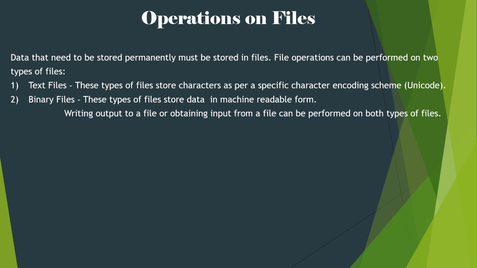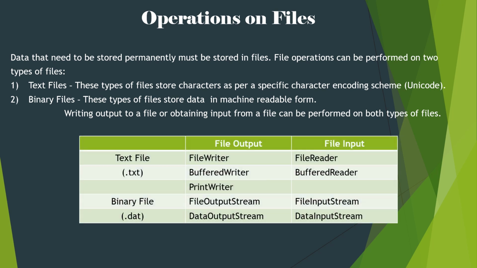But a binary file stores information in machine readable form. That means the form which we cannot directly read, but a machine can read it, or we can read these files with the help of programs. So writing output to a file or obtaining input from a file can be performed on both types of files.